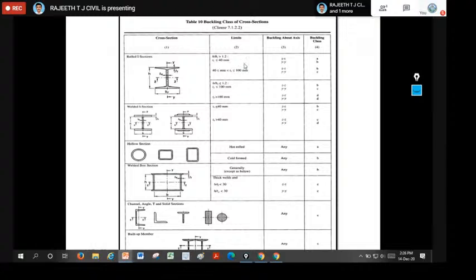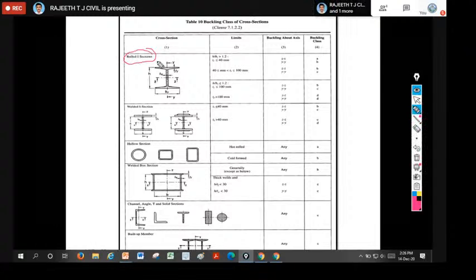Okay. So I told you that we're going to classify the entire compression members into different classes. If you go for rolled steel I sections, before calculating the strength of the compression member, we should categorize the compression member into a class: class A, class B, class C, or class D. For an I section, based on h by bf ratio and thickness of the flange, we can choose the buckling axis, about the zz or yy axis, and categorize into A, B or C categories.